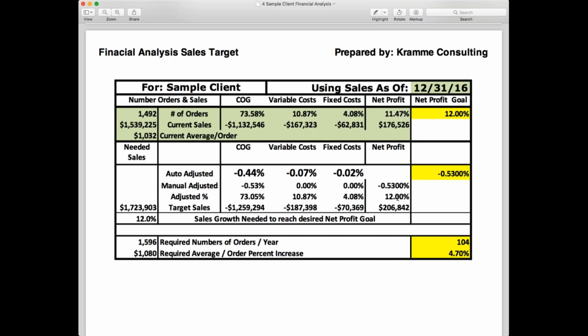Now, this is a plan. Is it a guaranteed plan that it's going to increase? No, it's not. But it gives the framework for a client to develop an operating plan that might be of help to them.